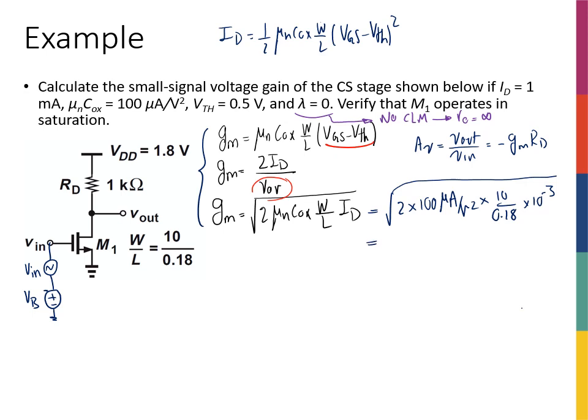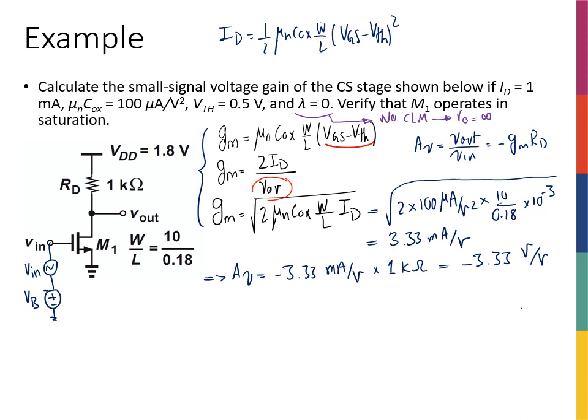If I plug in the numbers, you're going to get 3.33 milliamps per volt. I encourage all of you to do this, because I want you to do a few of these calculations and make sure that you get the right answer and don't make that kind of mistake in the exam. Now, based on this, my voltage gain is going to be negative 3.33 milliamp per volt times RD, which is 1 kilo. Kilo and milli cancel out, and I get the gain of negative 3.33 volts over volts. So that's my voltage gain, and I'm pretty much done with the first part of the question.